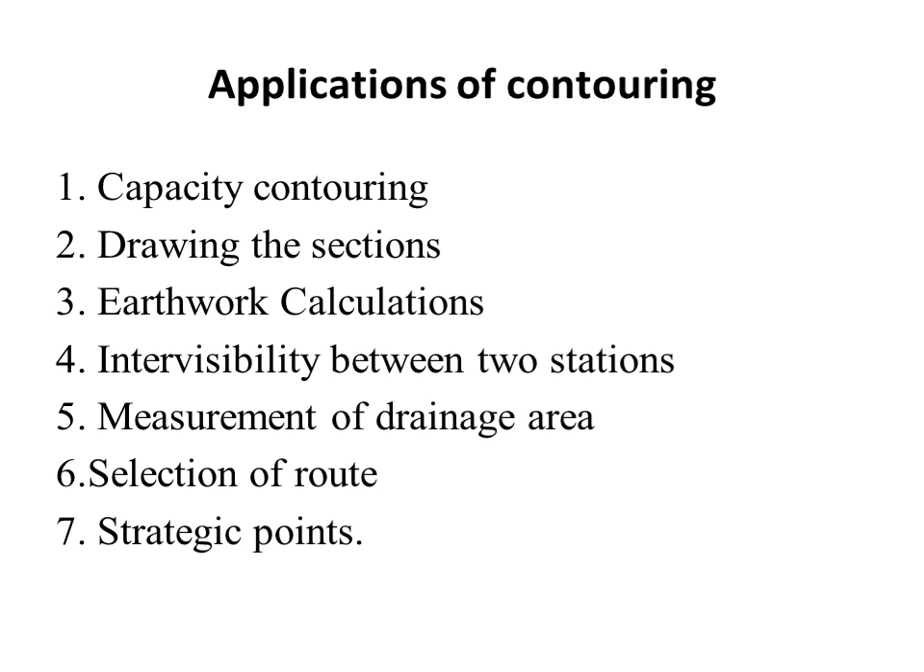Then in this slide we are going to see what are the possible applications of contouring. First is capacity contouring, second is drawing the section, third is earthwork calculation, fourth is intervisibility between two stations, fifth is measurement of drainage area, sixth is selection of route, and seventh is for strategic point. We can make use of contour map.